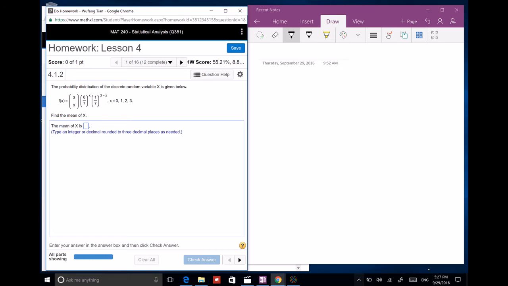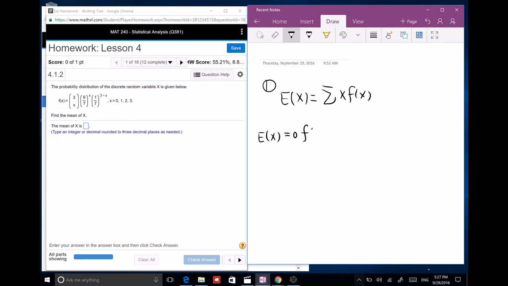So first question, E(X) equals the summation of x times f(x). Okay, so this one is going to be the mean of x. E(X) equals 0 times f(0) plus 1 times f(1) plus 2 times f(2) plus 3 times f(3).